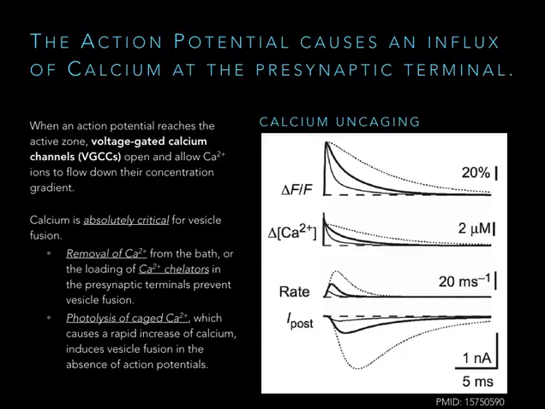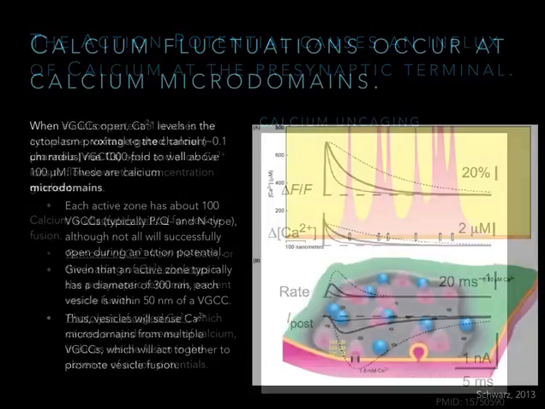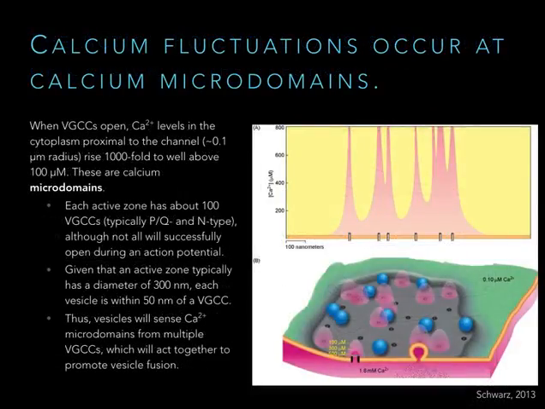Now in this case, whenever we're doing calcium uncaging, we're releasing calcium all over the presynaptic terminal, but that's not what really happens whenever we get an action potential. Instead, we only get calcium increases immediately surrounding our voltage-gated calcium channels, in what we call calcium microdomains. So within about 0.1 micron radius, we're going to have about 1,000-fold increase in calcium. We're going to be in the hundreds of micromolar concentrations. This is well above what we need to stimulate release.